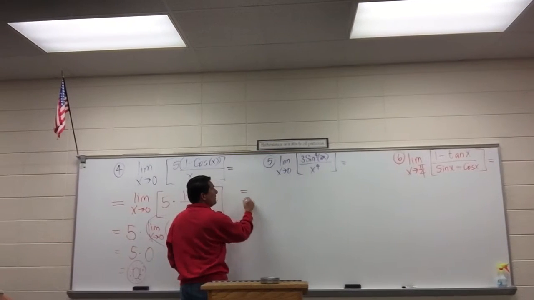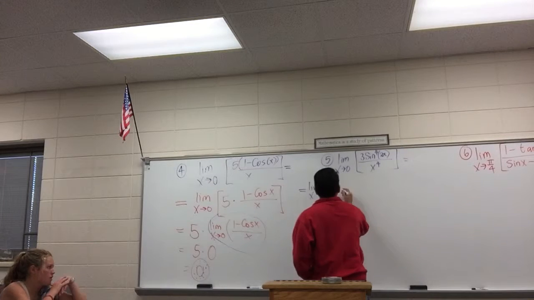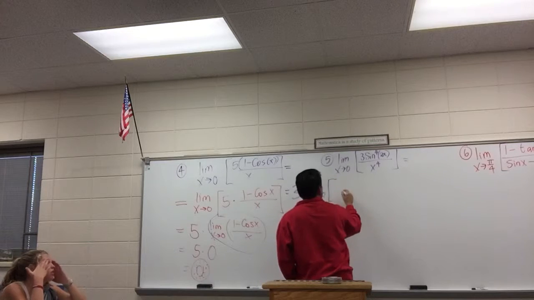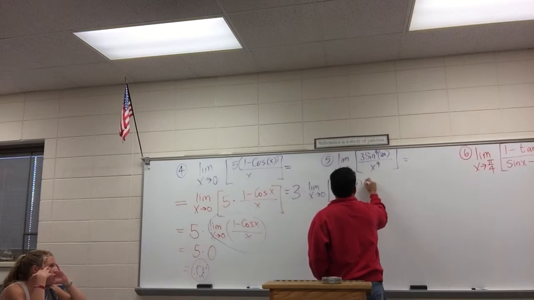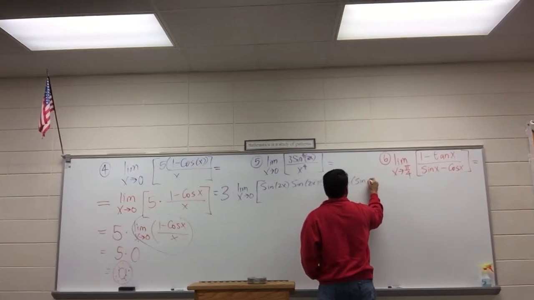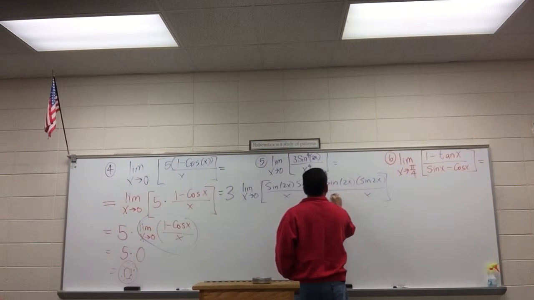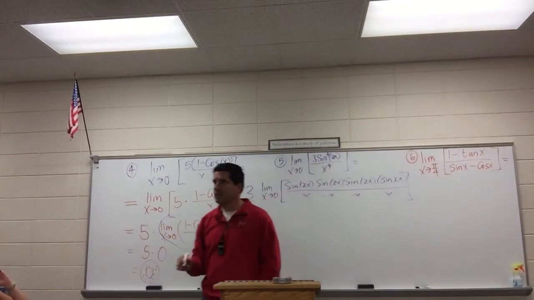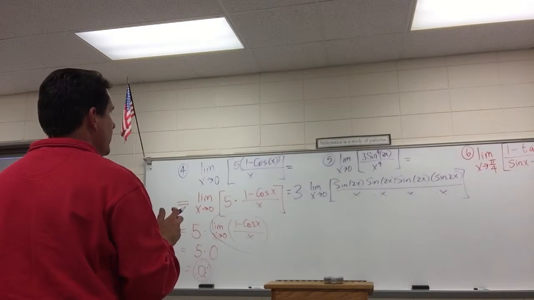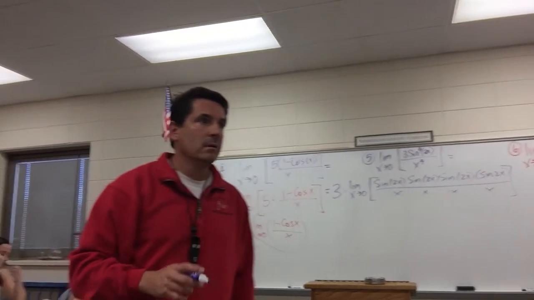Okay, if you're done, you can go ahead and try that one. So I'm going to take that 3 out right away. Let's see. That's how I would break that apart. There's 4 sines of 2x on the top. There's 4 x's being multiplied on the bottom. Is this good?